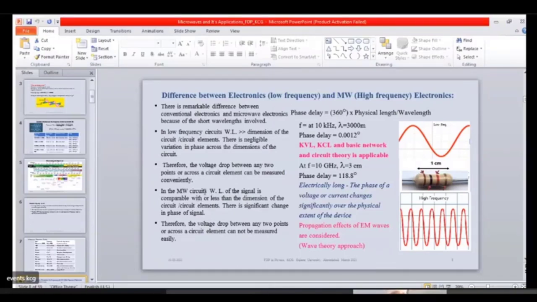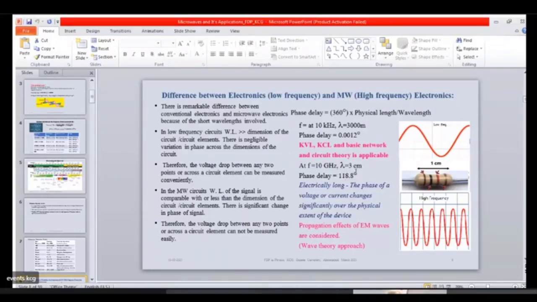Now we consider the case of a high frequency circuit, say a microwave circuit. In this case, the wavelength of the signal is comparable with or less than the dimension of the circuit elements, and there is a significant change in the phase of the signal. Here an example is given. If you take the frequency of the signal as 10 gigahertz, that is 10 into 10 to the power 9 hertz, the corresponding wavelength is 3 centimeters. This is the wavelength of the signal with which the same element is dealing. If you calculate the phase delay using this equation, it comes out to be 118.8 degrees.